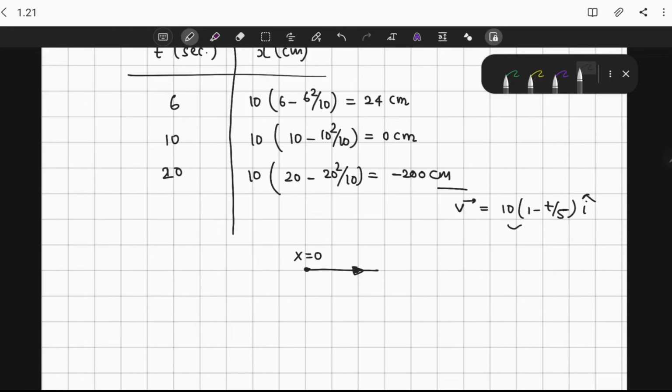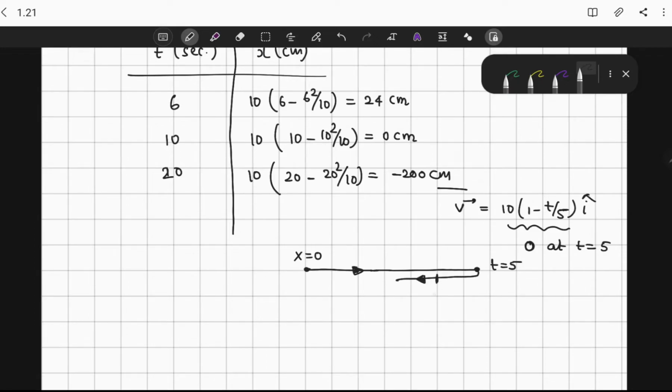So we can see that the velocity vector is 0 at the time instant of t is equal to 5, and after that it will move in the negative x direction. So it will go till here, till the time instant of t is equal to 5, and after that it will move in the negative x direction.